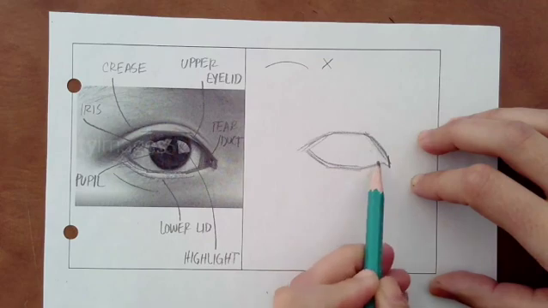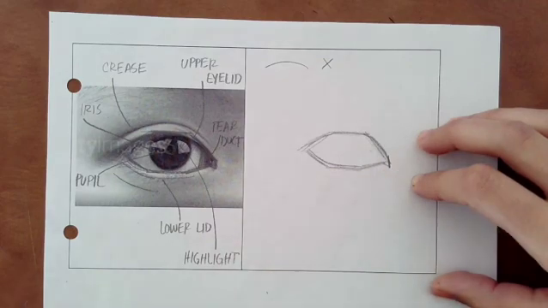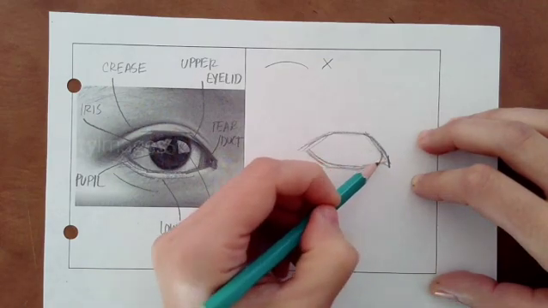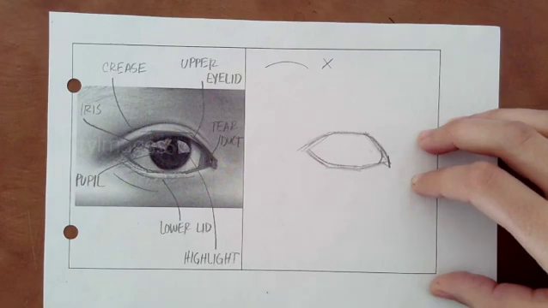Then I'm going to go back in and put in that inner edge of the lower eyelid. Very important. Sometimes you'll see a lot of it, sometimes you won't see very much of it, depending on the way that the face or the eye is oriented. Put in that lower lid. Then I want to mark in the iris.